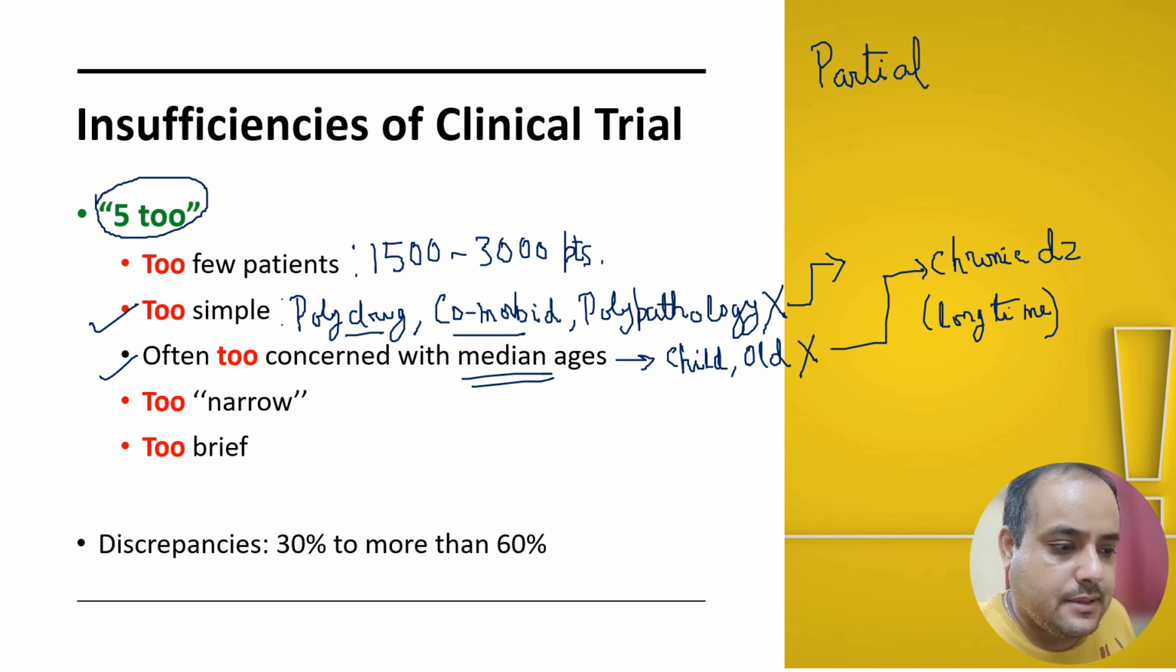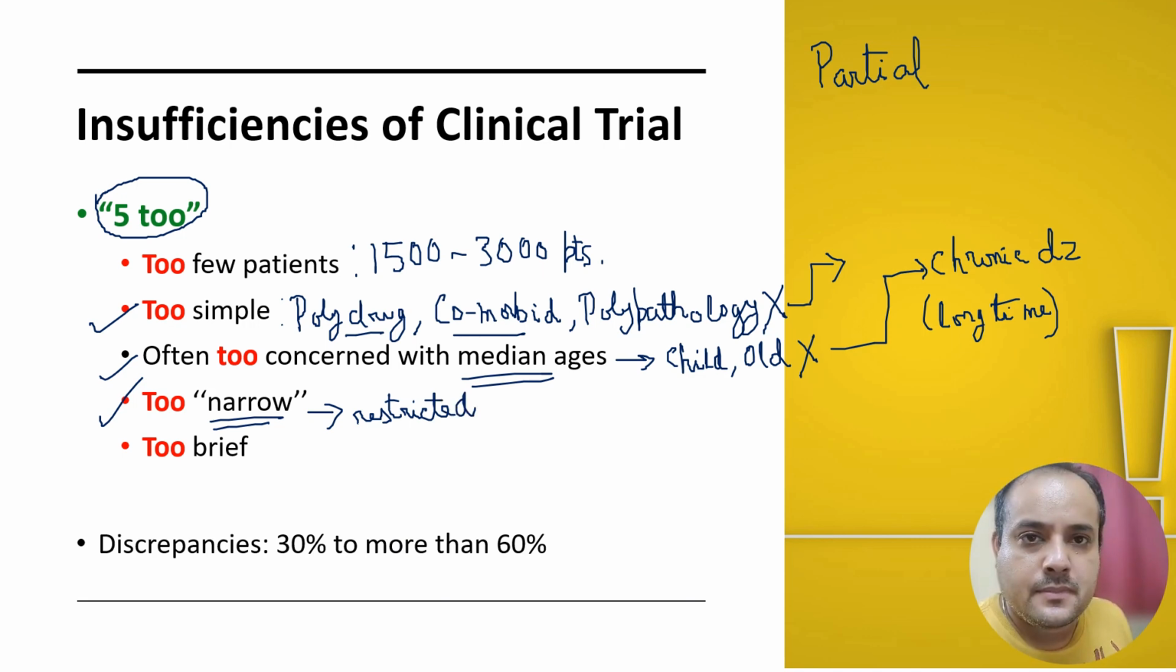The next insufficiency is that it is too narrow. Now what we mean by that is that the conditions of a clinical trial are highly restricted conditions, and these conditions may not always be the conditions that we find in real world situations. That is why the clinical trial has been called too narrow.